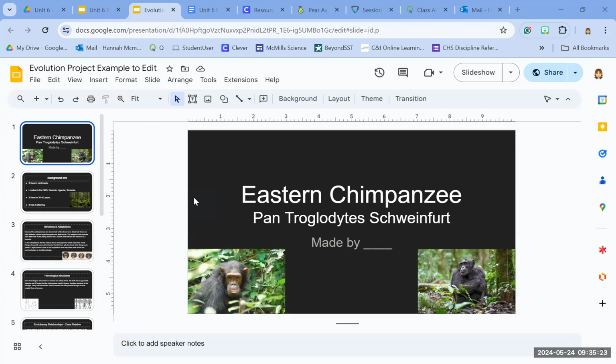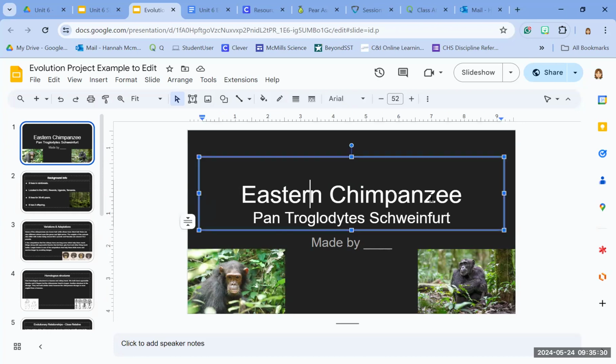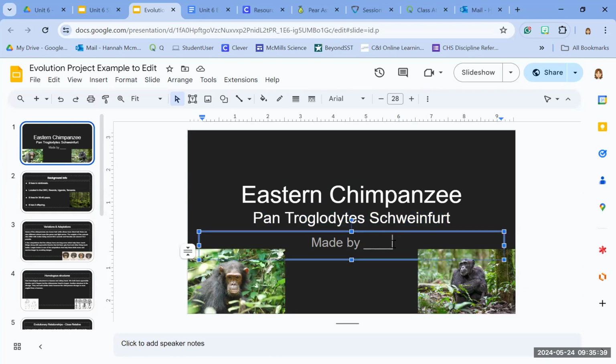For the title slide, you should have a picture or drawing of the animal. We have 2 pictures here. We have our common name, which is the Eastern chimpanzee, and we also have the scientific name right here. You're also going to need to put who it's made by. So you can put your name there.